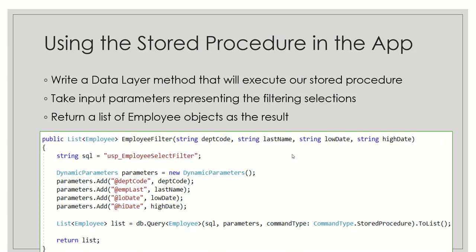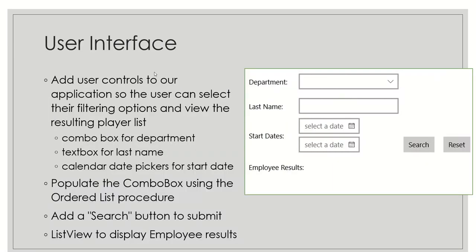So now the final piece of the puzzle is creating the user interface. Over here I have an example of a user interface where the user can provide values for those 4 input parameters. So we're going to add user controls to our application so that the user can select their filtering options and view the resulting player list. For departments, because it's a foreign key lookup, I don't want the user just typing anything. I'm going to provide them a list of valid departments to choose from using the ordered list procedure that we learned in the last video.